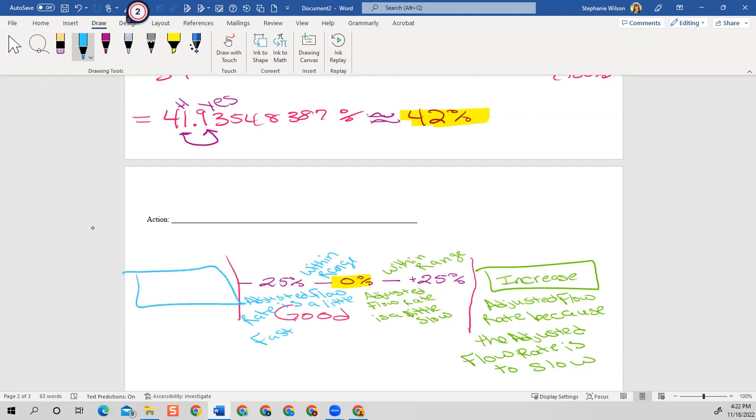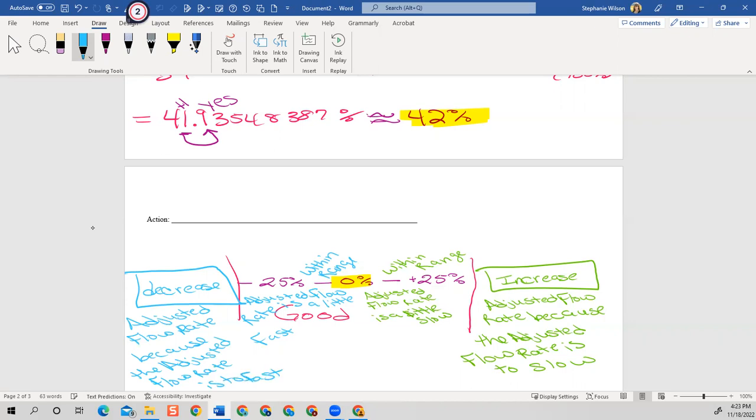However, if it falls on the outside of this negative 25%, so like negative 27%, negative 30%, and so on, then we're going to say decrease. We're going to decrease the adjusted flow rate because the adjusted flow rate is too fast.